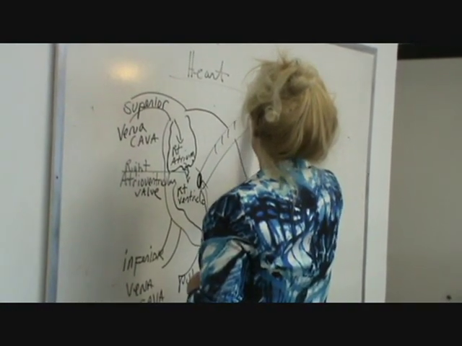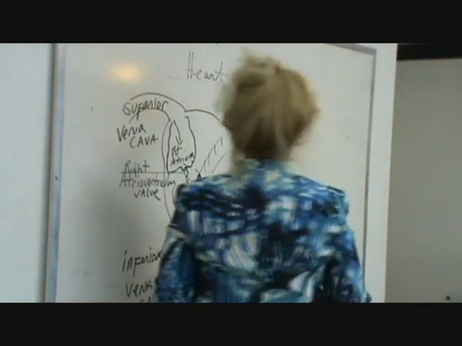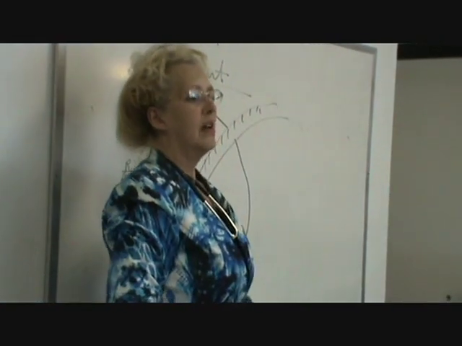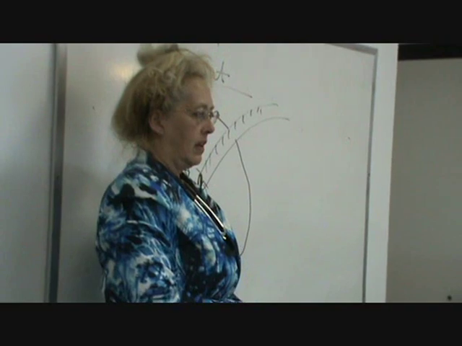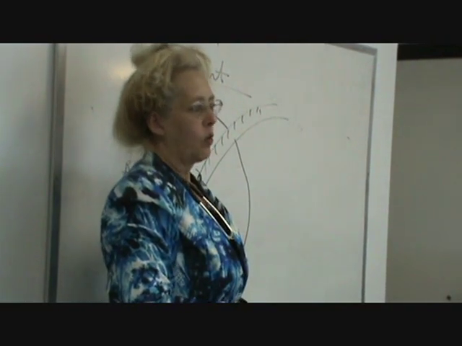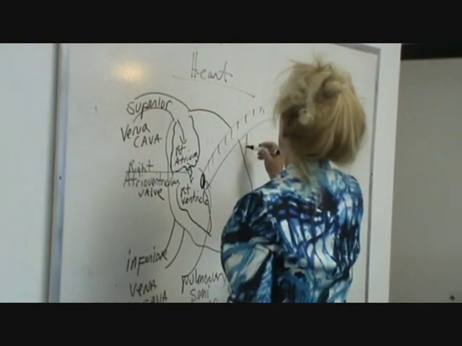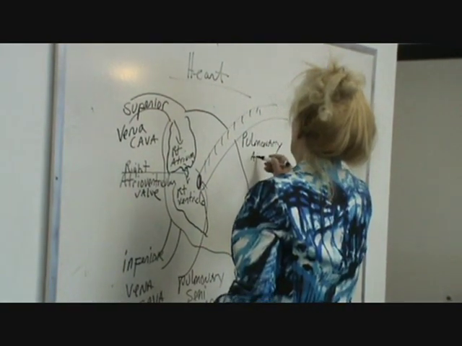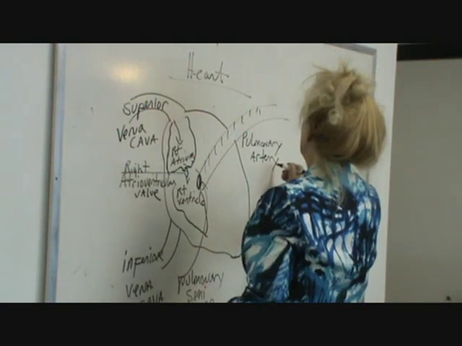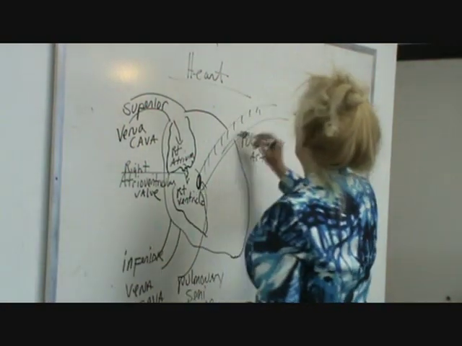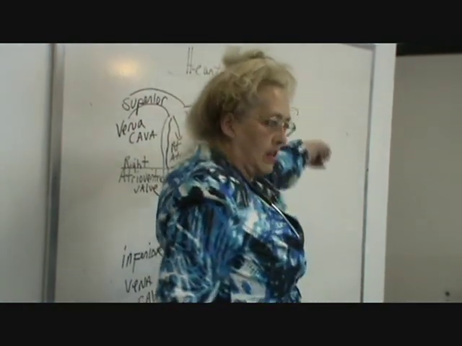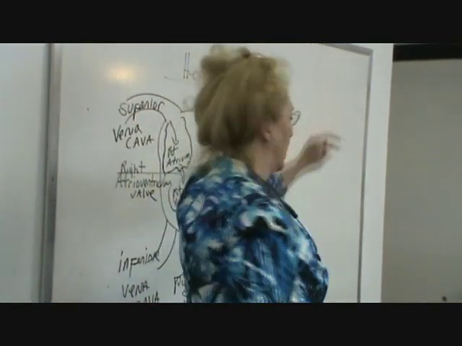Okay, so this is a pulmonary artery. We're still dealing with what? Deoxygenated blood, right? We're still dealing with venous blood. It hasn't picked up any O2 yet. So here's our pulmonary artery. So where is this blood going? It's going to the lungs. That's where it's headed.